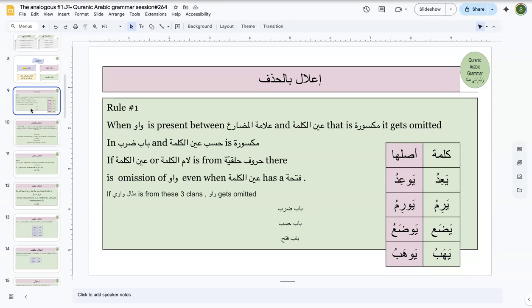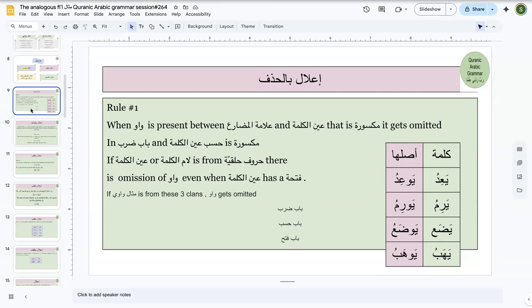Okay. The second thing that you need to know is if ainul kalima and lamul kalima are harufe halkiya, remember the waw may get omitted in fail mudari. Easy. Also, from your basic surf classes, you must know which fail mudare have ainul kalima that takes a kasra, and you will remember that daraba and hasiba clans are the ones that have the second root letter with a kasra.